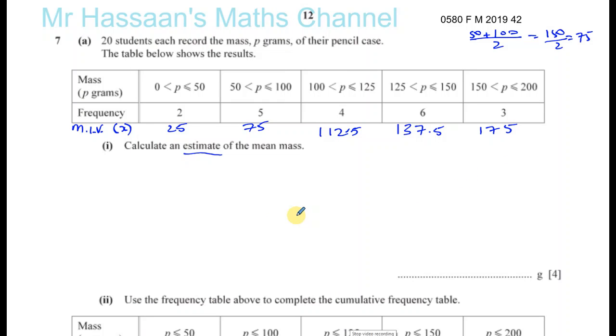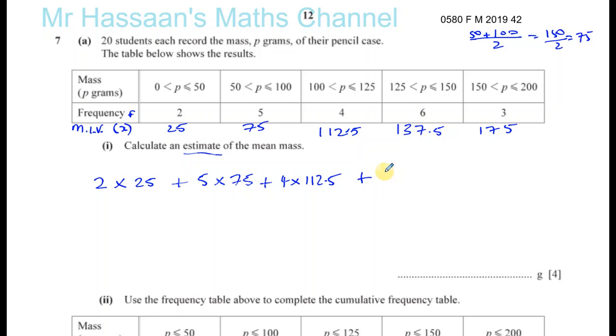So now to find an estimate of the mean, we can do the following. This is a frequency, and this is an estimate of the mass of the items in that particular group. So there were 2 pencil cases whose mass we've estimated to be 25. The estimated total mass of these 2 pencil cases will be 2 times 25. Then we've got 5 pencil cases whose mass was estimated at 75, so 5 times 75 gives an estimate for those 5 pencil cases. And there were 4 pencil cases whose mass was 112.5, so 4 times 112.5.